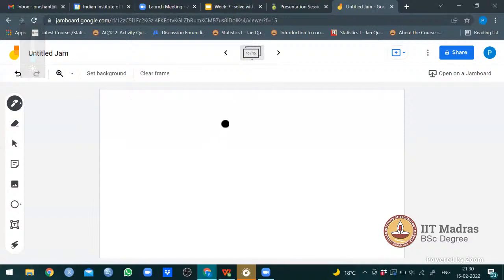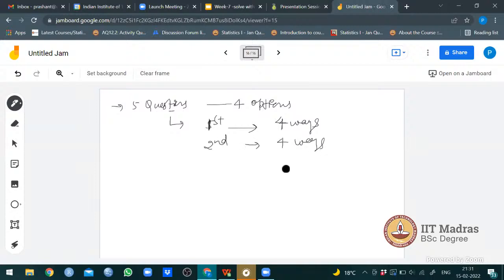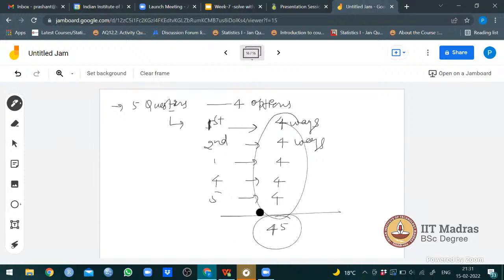See, this is simple. Suppose I am taking the example of only 5 questions, and each has 4 options, for simplicity. For the first question, in how many ways can you answer? Total 4 ways. Try to think in this way, don't complicate it. For the second question, again 4 ways. For the third, again 4 ways. For the fourth, again 4, for the fifth, again 4 ways. These are the total ways. This will be the sample space.